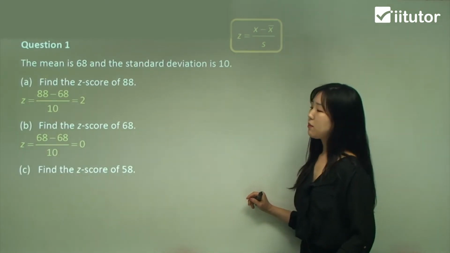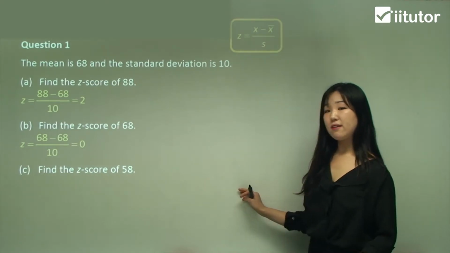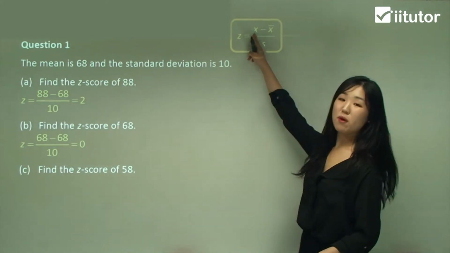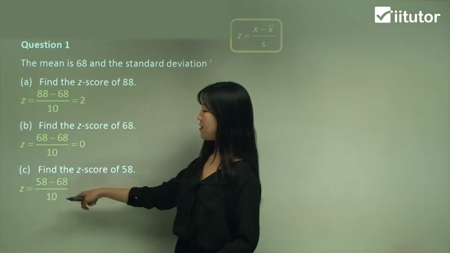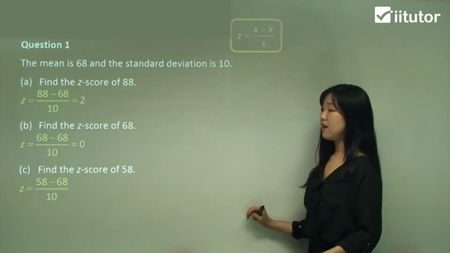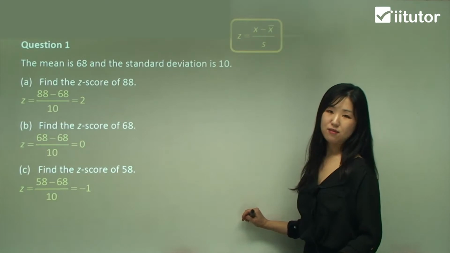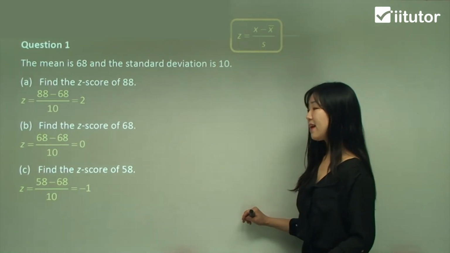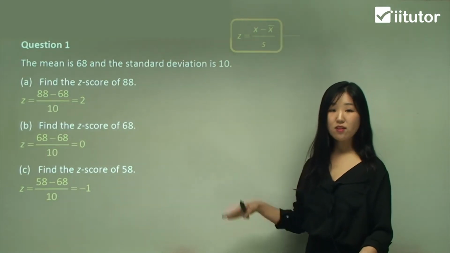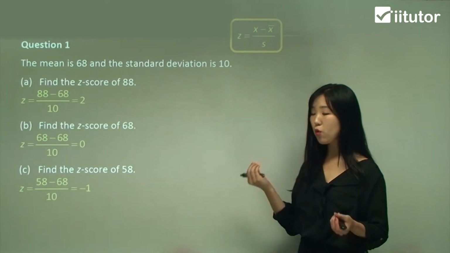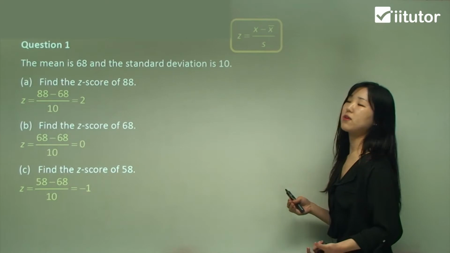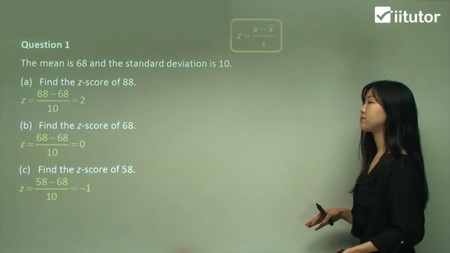Now C, we'll do one more. Find the z-score of 58. So I'm going to put 58 into my score x. So 58 minus our mean of 68 over the standard deviation. Calculate it, you should get a negative number, a -1 in this case. Now -1 indicates that it's one standard deviation below the mean because it's negative. So make sure you concentrate on whether it's positive or negative.